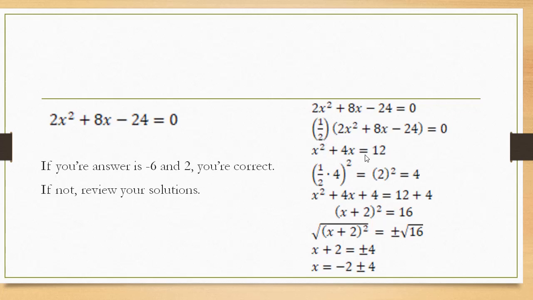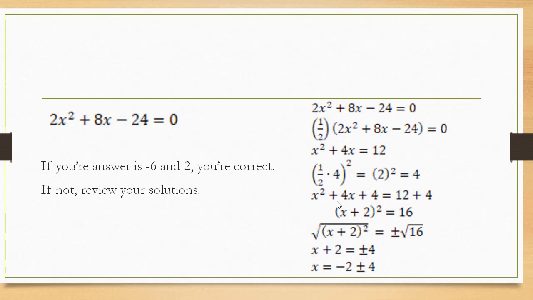Transpose it across the equal sign, so it becomes positive 12. Now get the b. What is b in our quadratic term? 4. Correct. And then 4 divided by 2 is 2. 2 squared is equal to 4. Once you have 4, add it to both sides of your quadratic equation. So x squared plus 4x plus 4 is equal to 12 plus 4. So 12 plus 4 is 16.